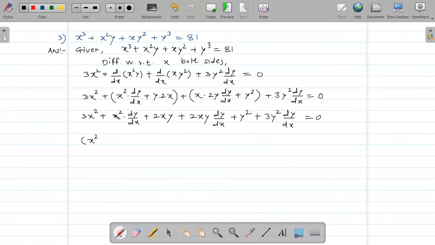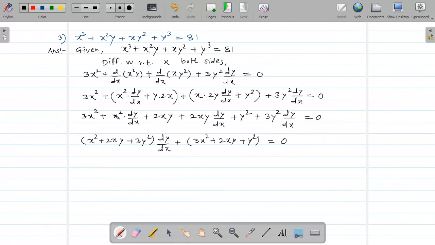So x square plus this one is 2xy plus this is 3y square, and commonly multiply with dy by dx, plus the other terms are 3x square plus 2xy plus y square. See carefully. So here these three terms into dy by dx plus all these three terms.